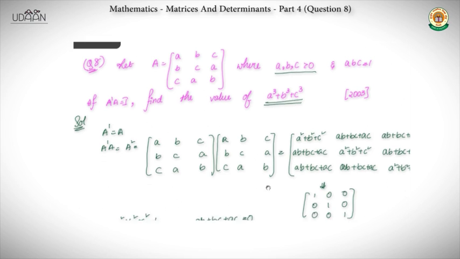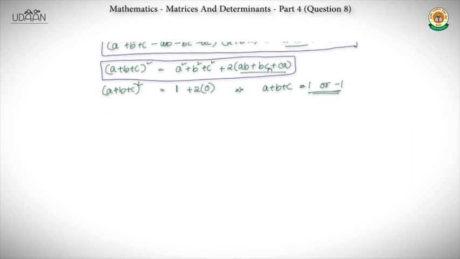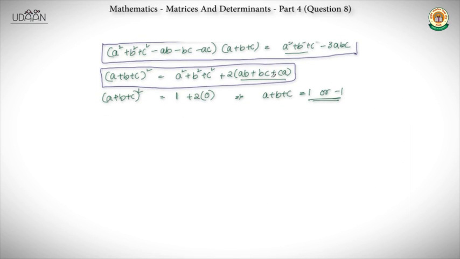Since it was given in the question that a, b, c are all more than 0, we will eliminate the case where a plus b plus c is equal to -1 and only take the case where a plus b plus c is equal to 1. So this gives us that a plus b plus c is 1, and now we substitute all these equations in this.